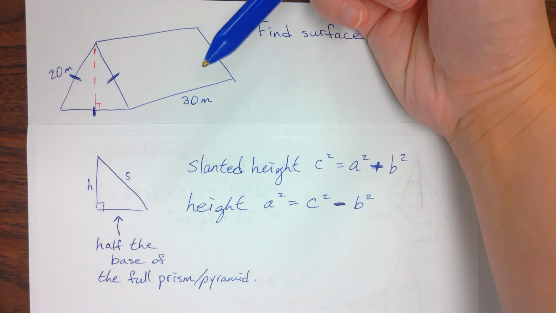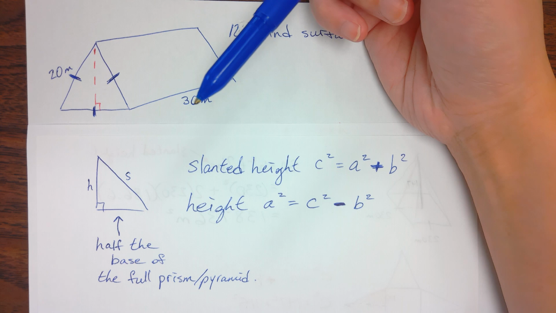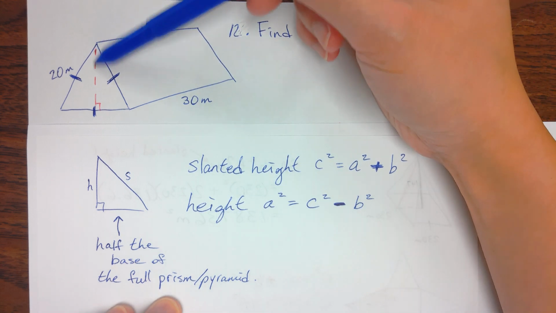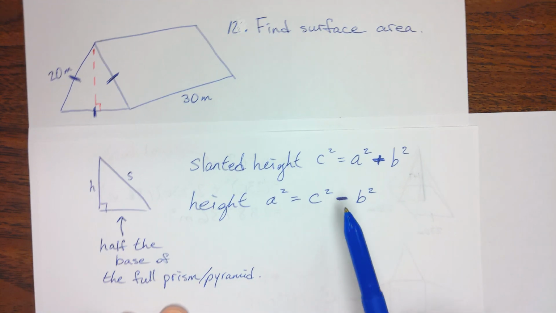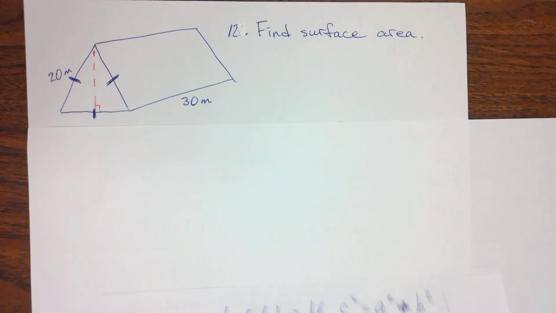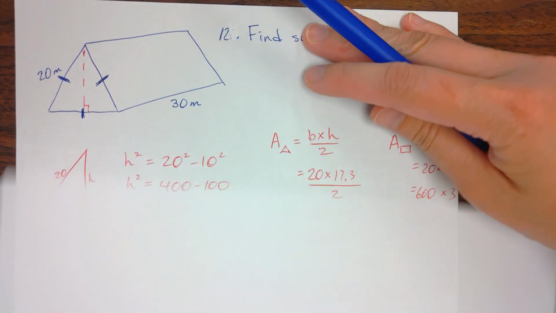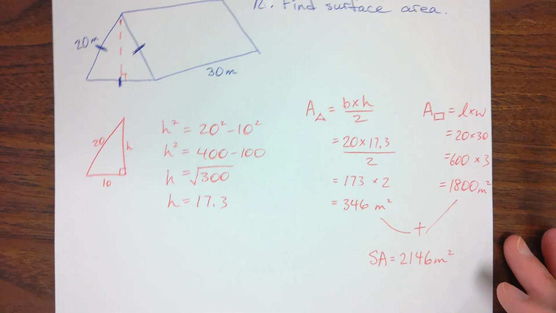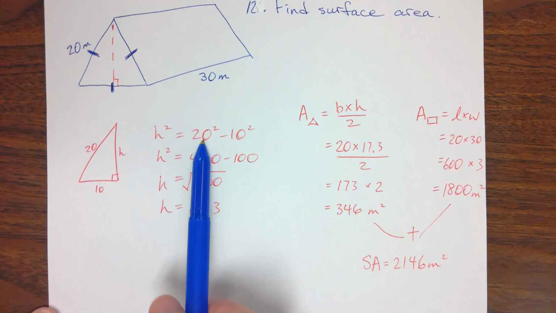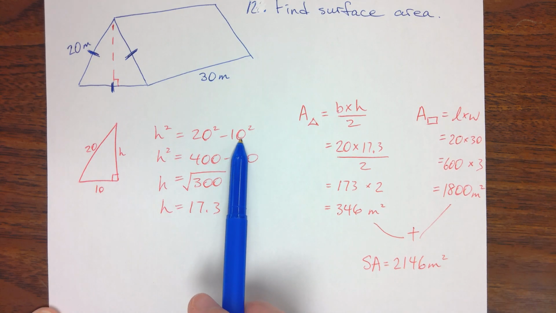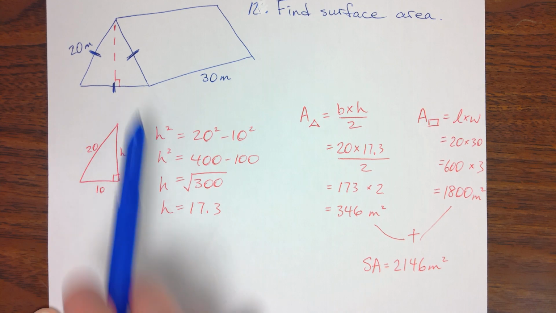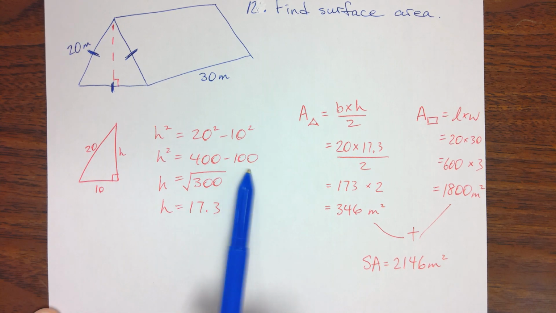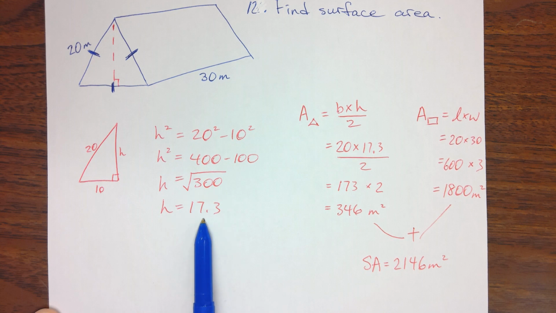Let's see, what did you get? Did you get that? Very close. I'm going to go over it right now. Okay. So you're looking for the red line, the height. Since I'm looking for height, I'm doing subtraction. 20 squared take away 10 squared. Where did the 10 come from? Half of 20, right? If this is 20, you only want half of it, so it's 10. Subtract it, square root it, you get 17.3 as the height.